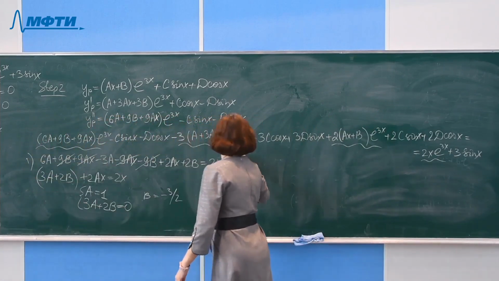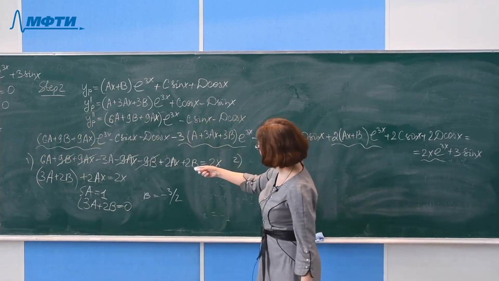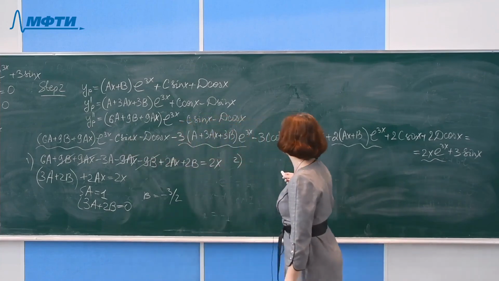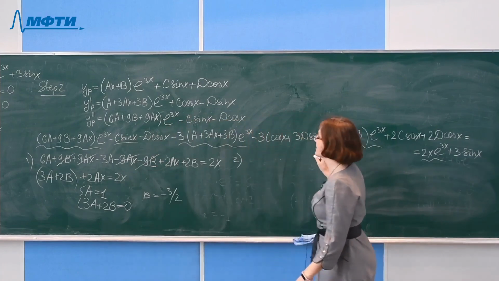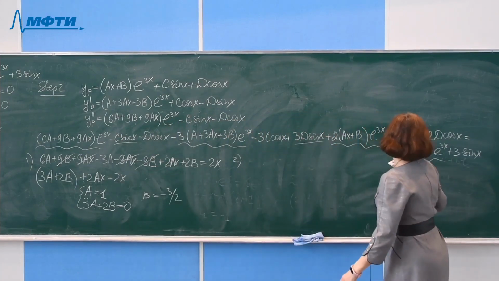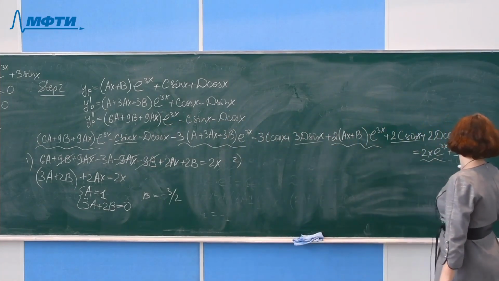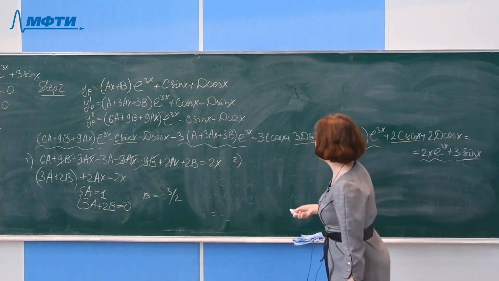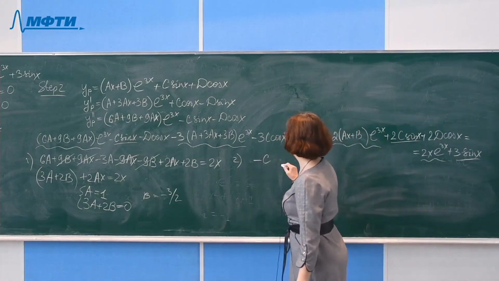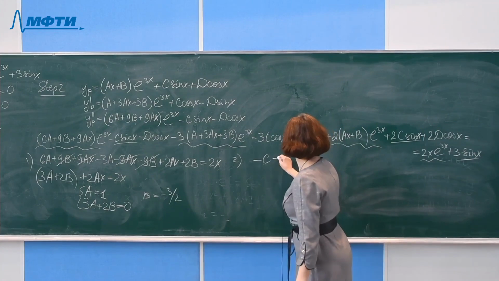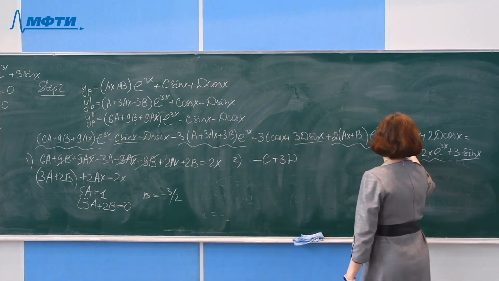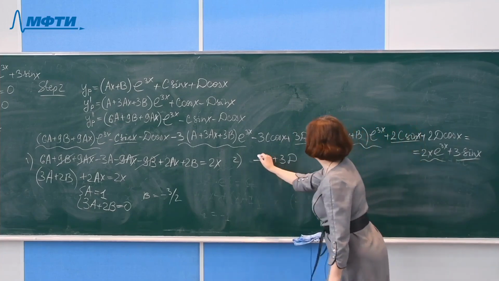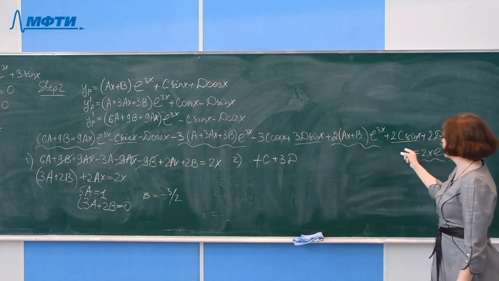And for the second part, we must equate the coefficients of sine and cosine. So we have sines, this one, this one, this one, and this one. So for sines, we have minus c plus 3d. Okay, so plus 2c will be plus c, equals 3.